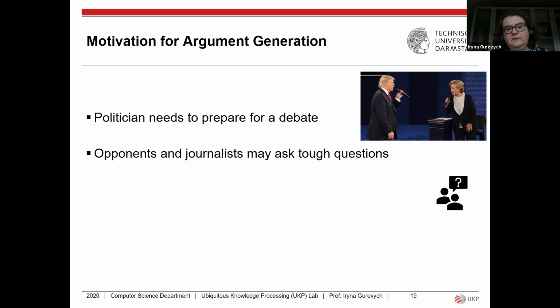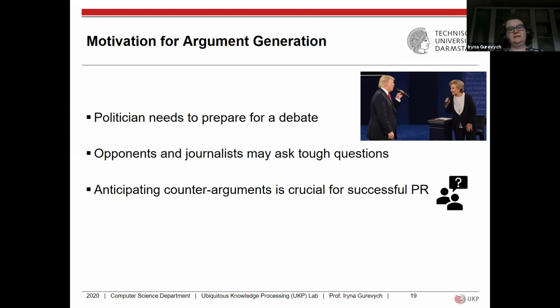And in such a situation, it may be the case that opponents and journalists may ask tough questions. The ability to anticipate counter arguments is crucial for successful PR. And also it's crucial in order to write a good essay, because a good essay would also talk about the opposing arguments and not only about the arguments in favor of something. And here we think that an assistive system could help to construct counter arguments based on topics and their aspects.